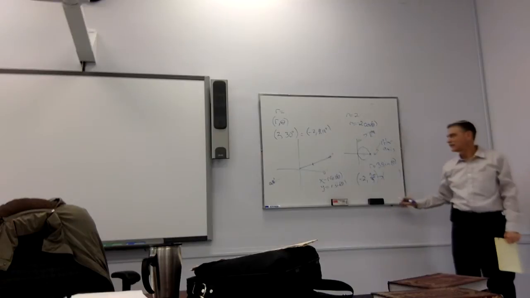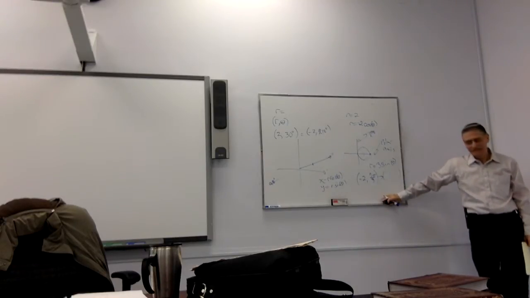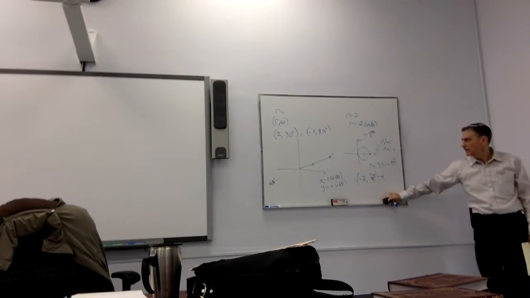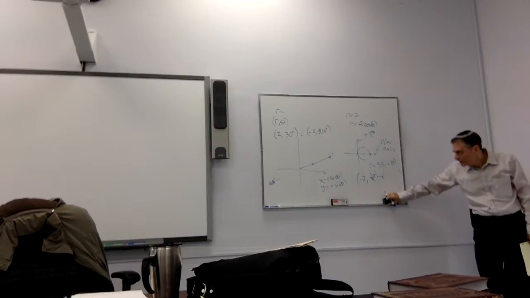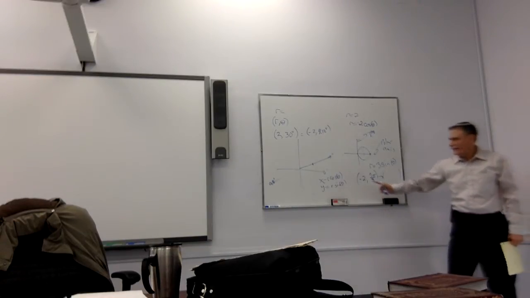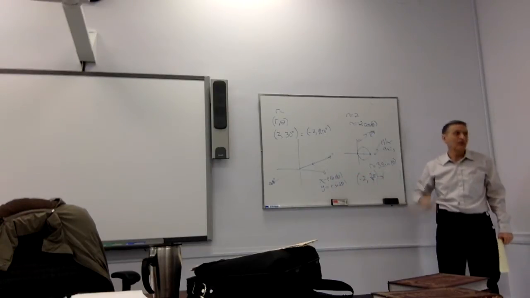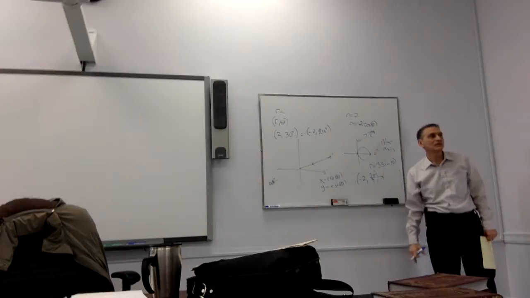The x coordinate, never mind, sorry. So the x is -2 cosine of 2 pi over 3. Louder. -2 cosine of 2 pi over 3. X is -2 cosine of 2 pi over 3, and you have to figure out what it equals.